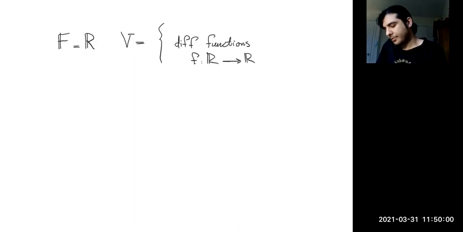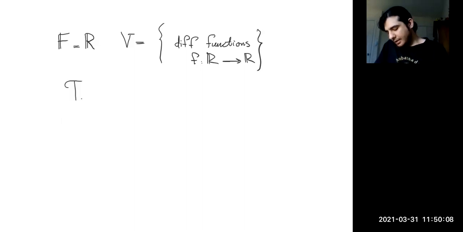So for example, suppose I take the field to be the set of real numbers. And suppose I define V to be real valued functions on R. So say, well, for simplicity, let's say smooth or differentiable. Let's say differentiable functions like f from R to R. Okay, this is a vector space over the field R, right?